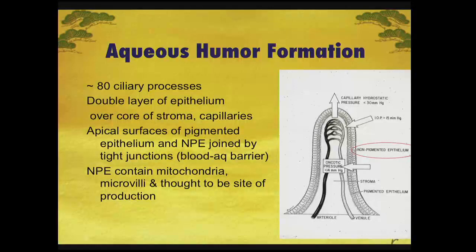Aqueous humor is produced at the ciliary processes. There are 80 of them. There is a double layer of epithelium, non-pigmented and pigmented epithelium. The apices of those two cells are what is thought to be forming the blood-aqueous barrier. The aqueous is thought to actually be formed in the non-pigmented epithelium, which is the inner layer, and that's because there's a lot of mitochondria in the non-pigmented layer. So again, those are test questions they like to ask.